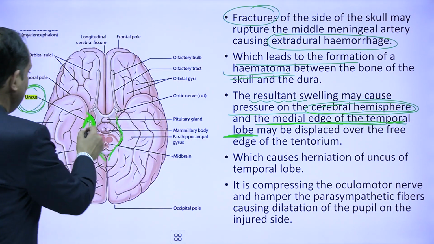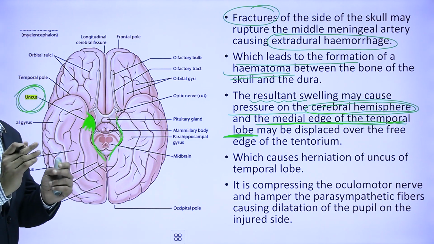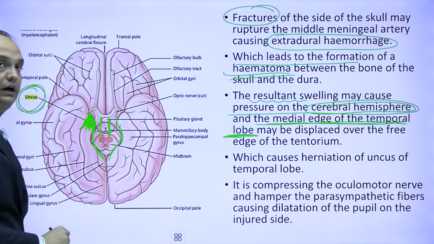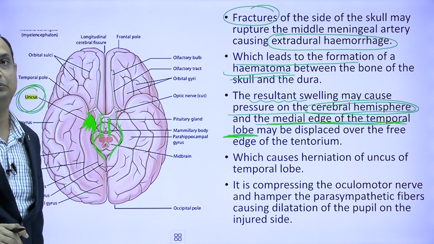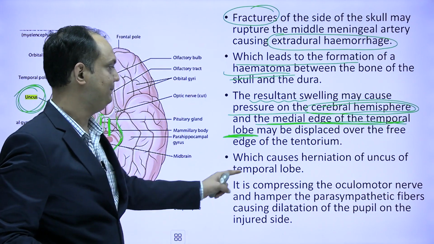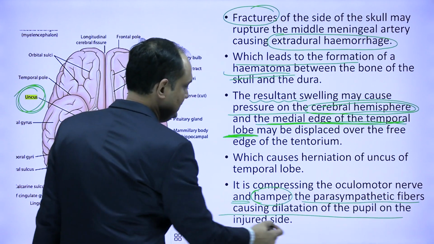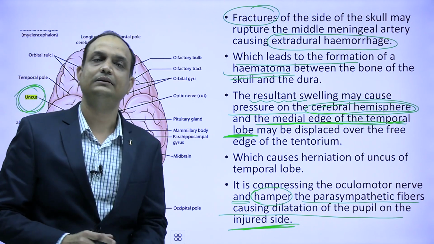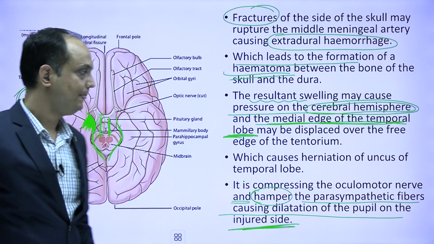So this anterior end of the hippocampal gyrus, known as the uncus, will be displaced medially, and because the oculomotor nerve lies here in the interpeduncular fossa, this displacement is going to compress the oculomotor nerve. So there is a herniation of the uncus, and it compresses the oculomotor nerve and hampers the parasympathetic fibers. The parasympathetic fibers are not able to stimulate the constrictor pupillae, and that is why the eye remains dilated. Clear?